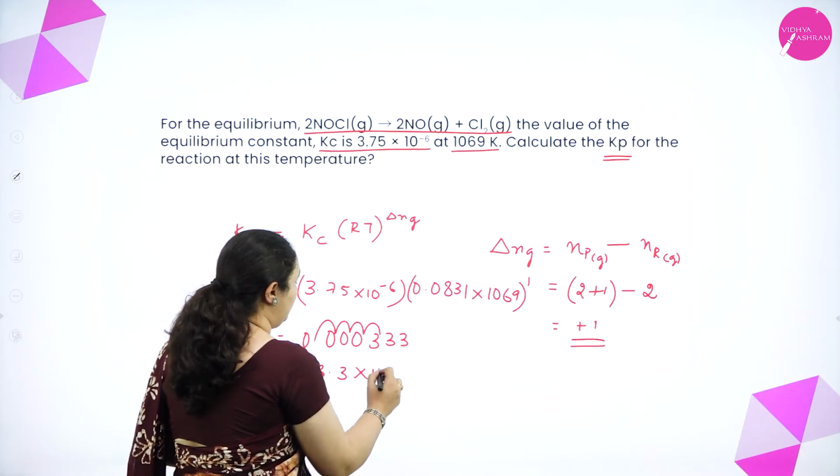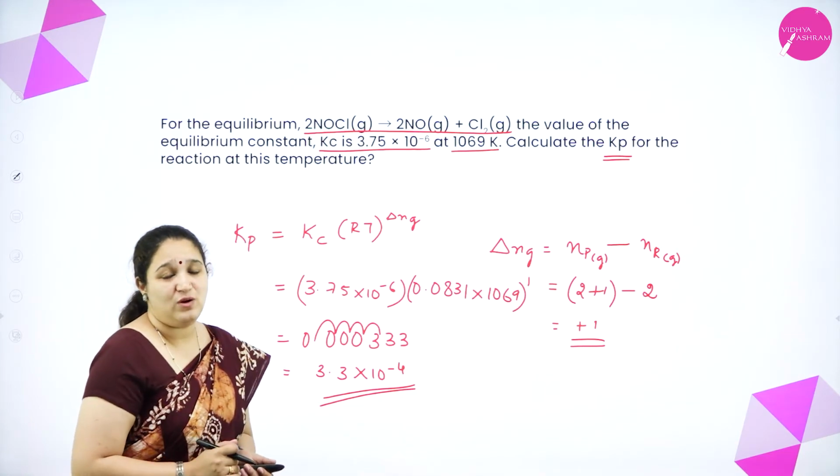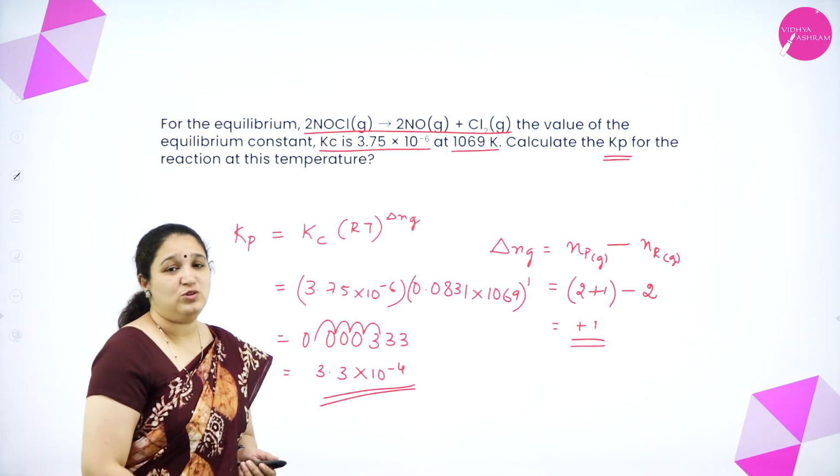3.3 into 10 to the power minus 4. Okay? So this is how you solve this problem. We'll go to the next one.